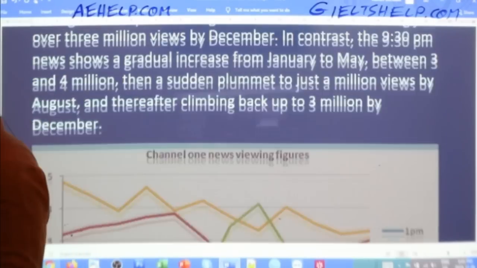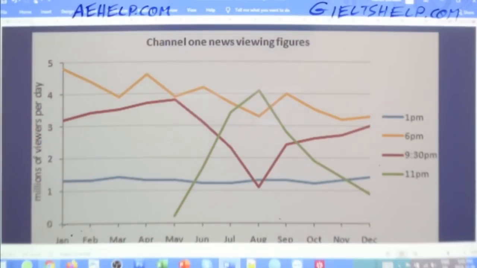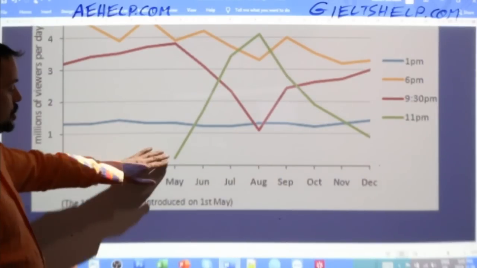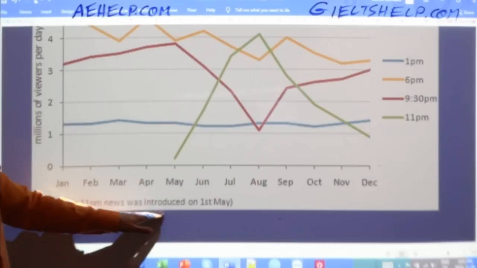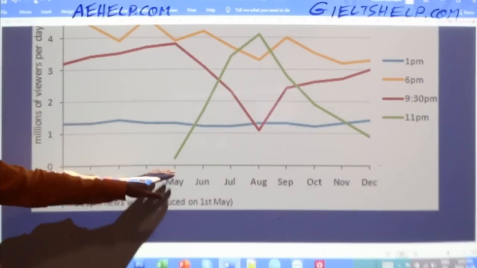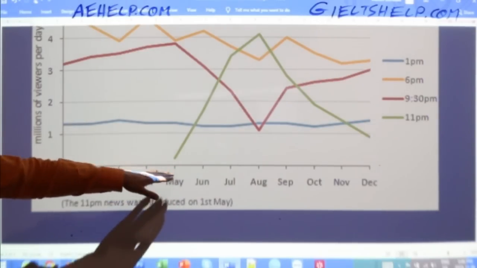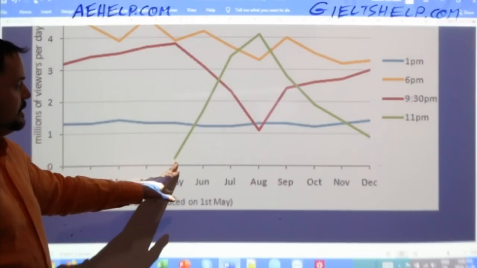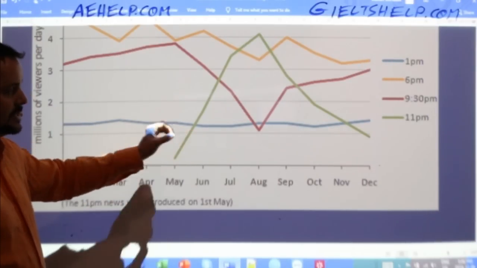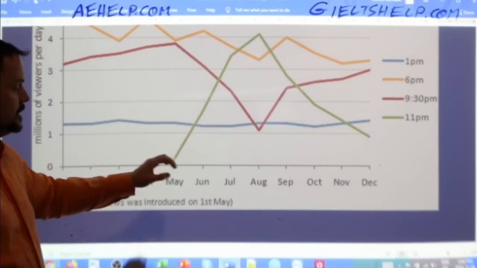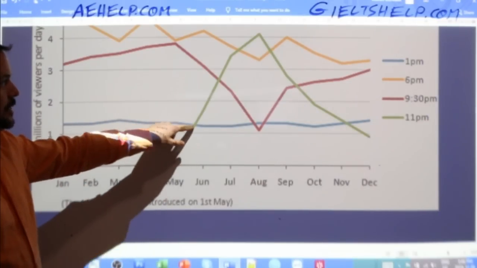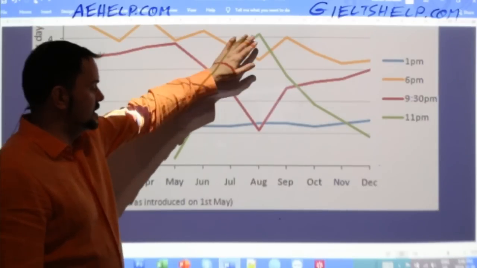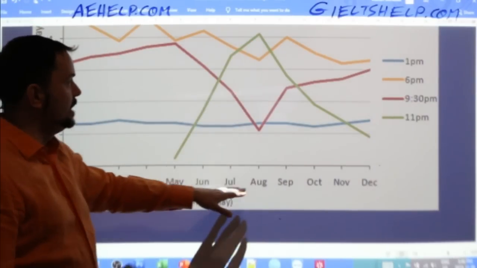So now we can describe the 11 p.m. news. The 11 p.m. news starts in May. It says here in the parentheses, 11 p.m. news is introduced in May. Okay, so the 11 p.m. news is introduced in May. It surpasses, definitely a good word to use here. So it surpasses the 1 p.m., the 9:30 p.m., and even the 6 p.m. news from May to August.